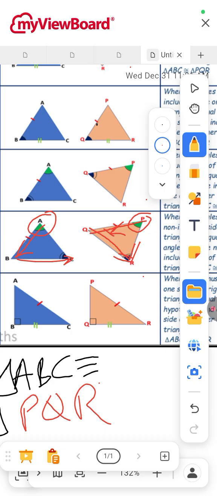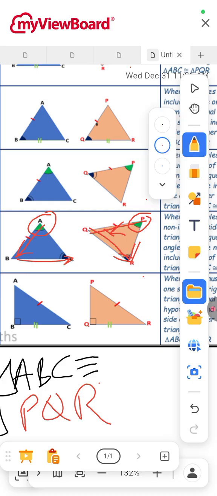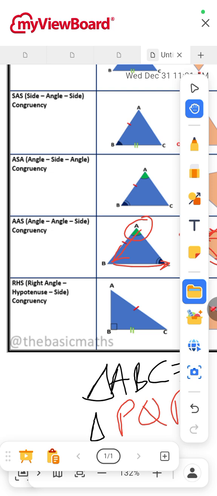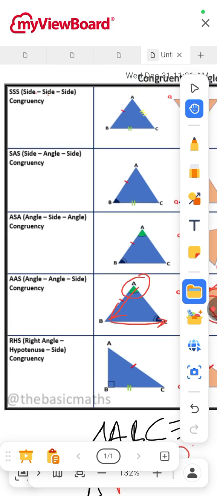Or I will say triangle CAB is congruent to RPQ. I can't say triangle CAB is congruent to PQR. That's a wrong statement. So the order matters a lot when naming congruent triangles. Very important. So that's the fourth one.